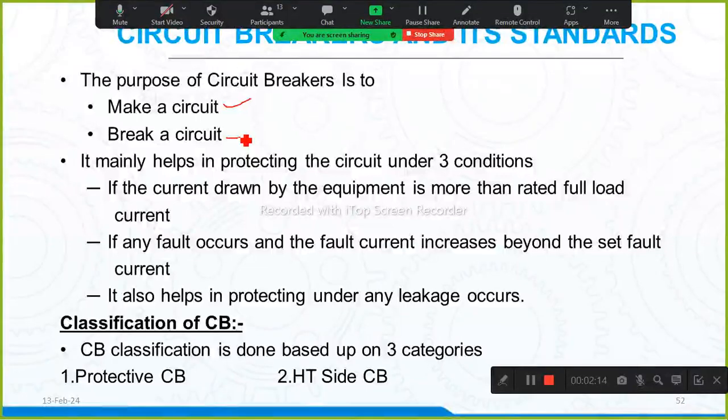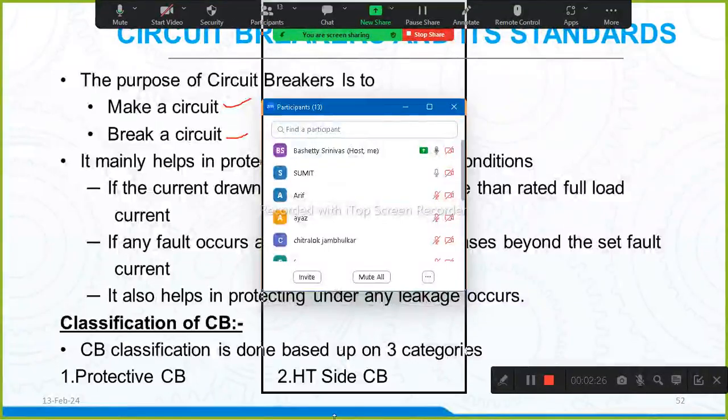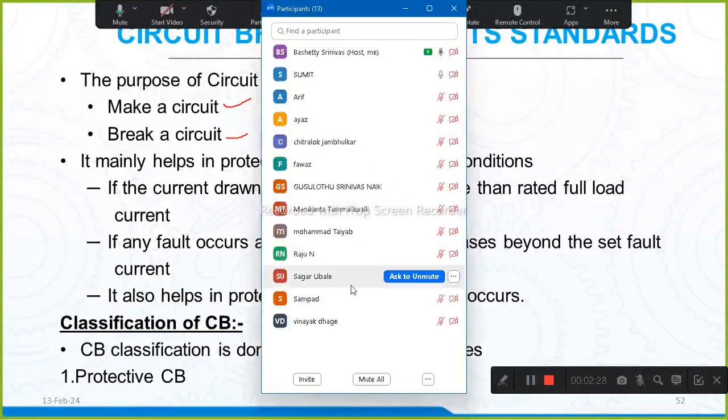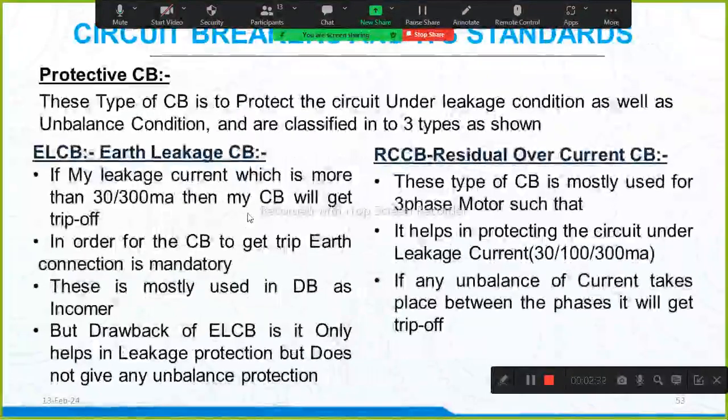According to this, circuit breakers are classified into three categories. The first one is protective circuit breaker, second is HT set circuit breaker, third is LT set circuit breaker. Okay, so now first of all let us see what is protective circuit breaker.